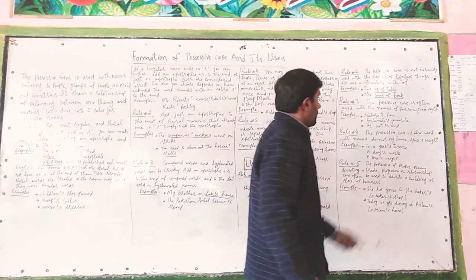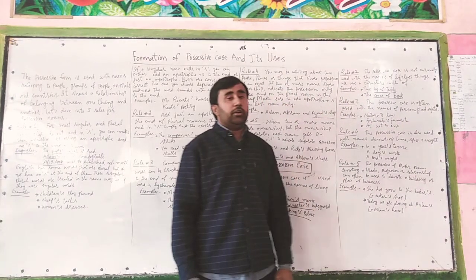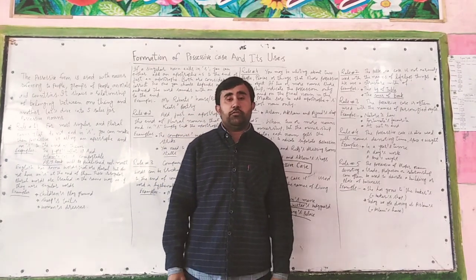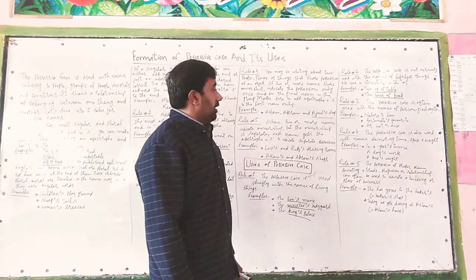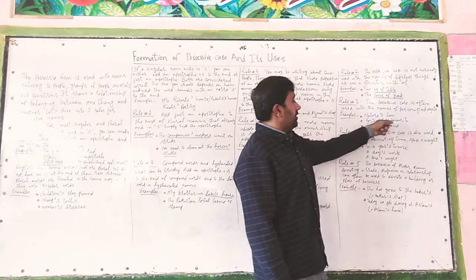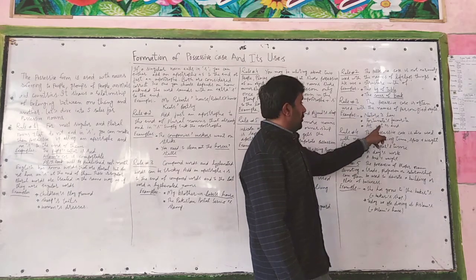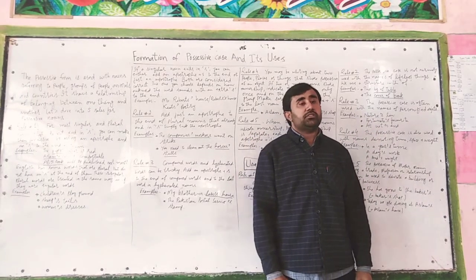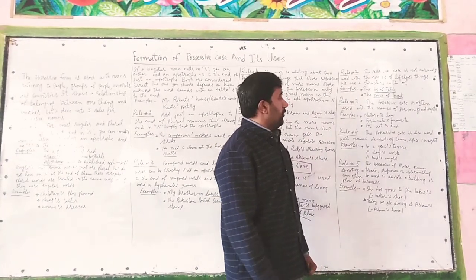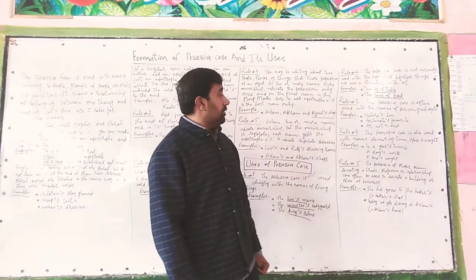Rule number 3: the possessive case is often used with the names of personified objects. We use the possessive case with personified objects, as in the examples: nature's law, fortune's favorite, at wit's end. All these, nature, fortune, wit, are personified objects. So we use the possessive case with personified objects.